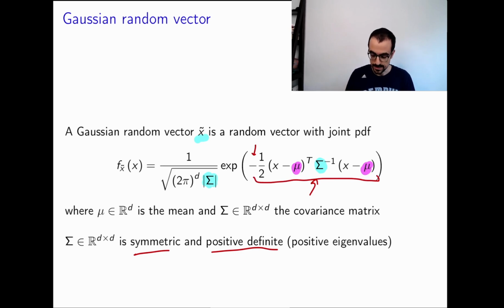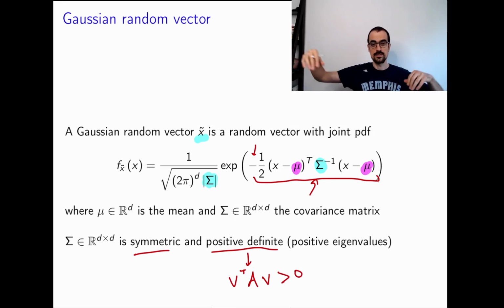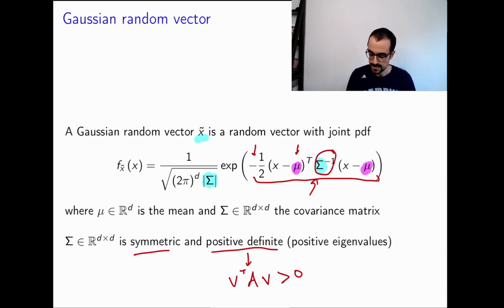A positive definite matrix is a matrix such that for any vector v, if we do v transpose Av, if A is positive definite, this is strictly positive. Like this we ensure that we're going to get a decay of the exponential away from mu if sigma and its inverse... I should say that if a matrix is positive definite, then its inverse is also going to be positive definite. If this is positive definite, then this whole thing is going to be positive, and we're going to get a decay away from sigma because of the exponential.